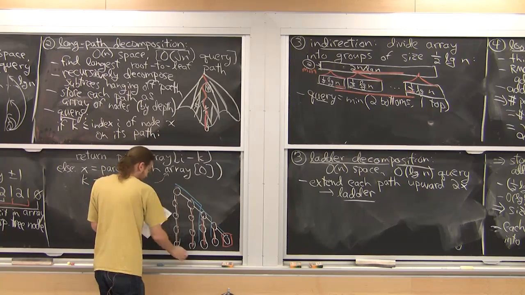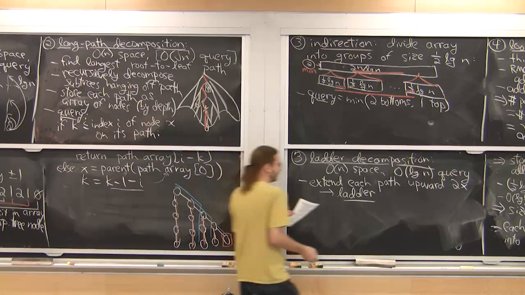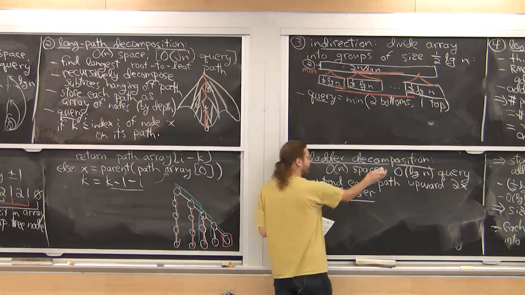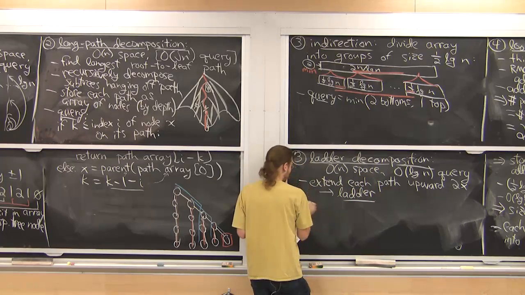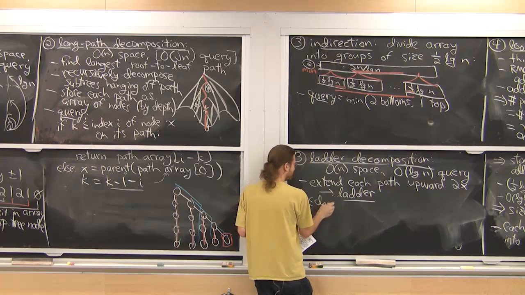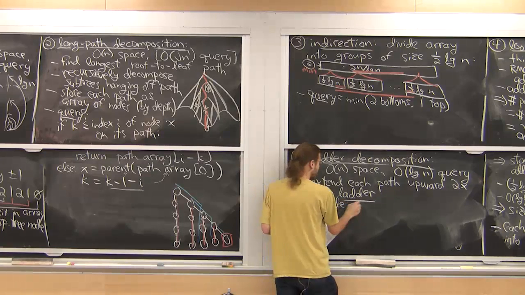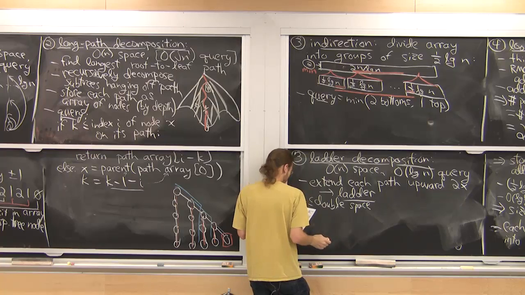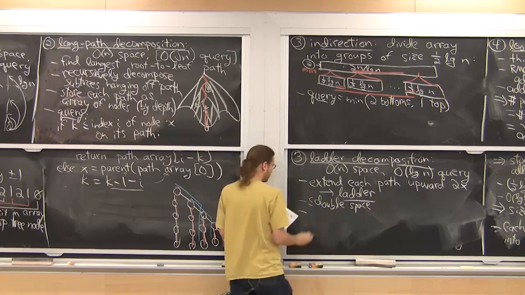Let's prove that. It's, again, something we don't really need to know for the final solution, but kind of nice, kind of comforting to know that we've gotten down to log n query. So it's at most double the space. So still linear. Now, there's one catch.